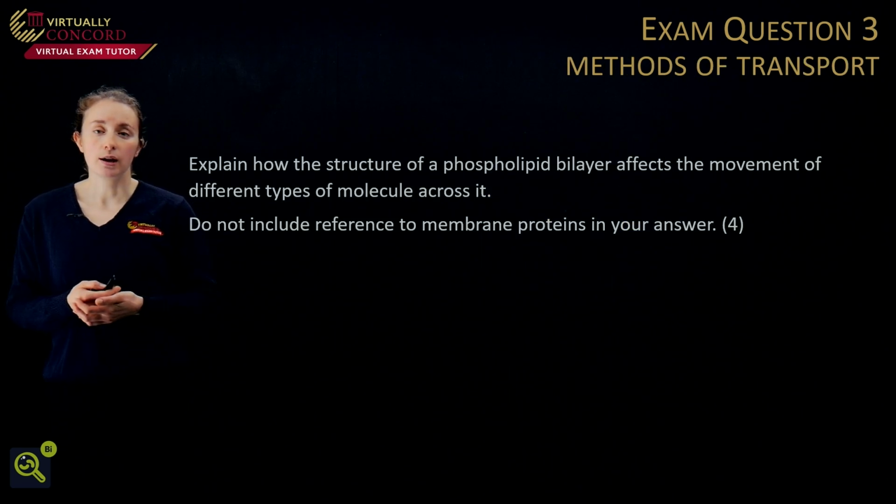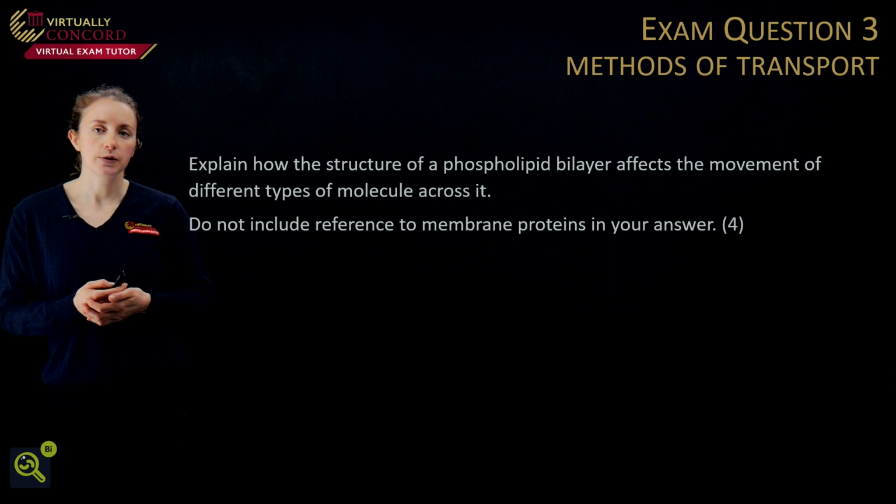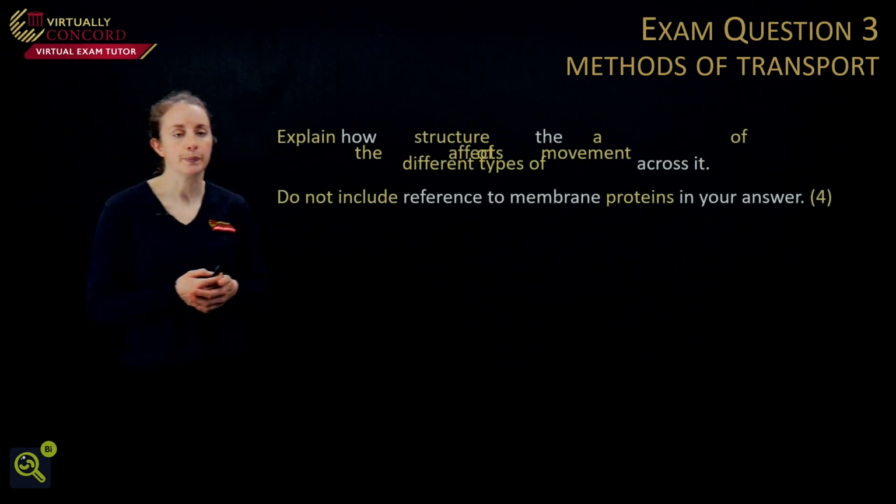And then if we have a little look at question 3, this one asks us to explain how the structure of a phospholipid bilayer affects the movement of different types of molecule across it. And it specifically tells us not to include reference to membrane proteins in the answer.